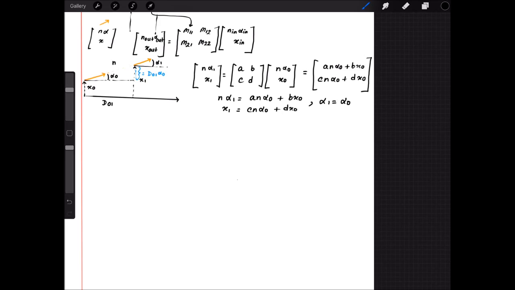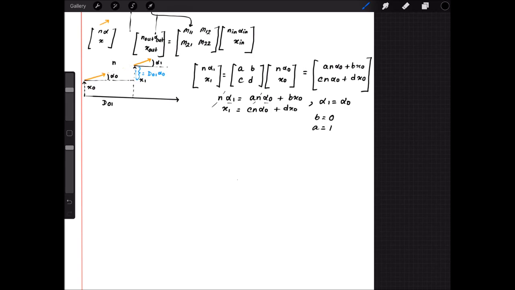And that means from the first equation we can write, first off, just by looking at it, since your alpha 1 is equal to alpha naught, b equals 0. And we can cancel n and n and write a equals 1. Right?